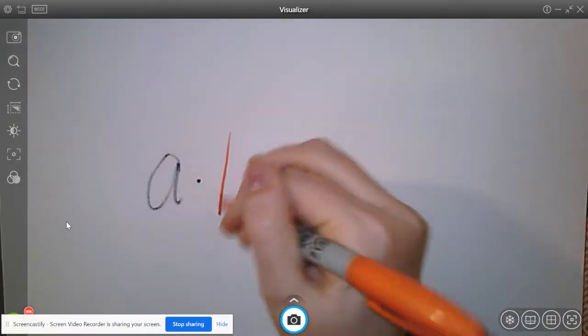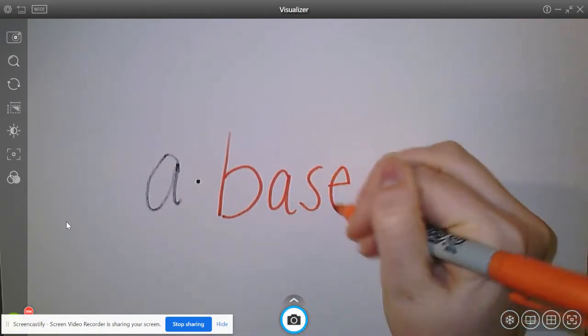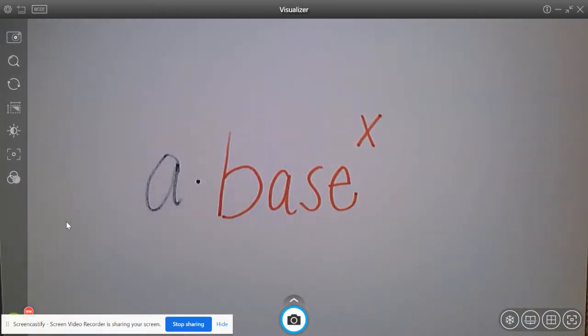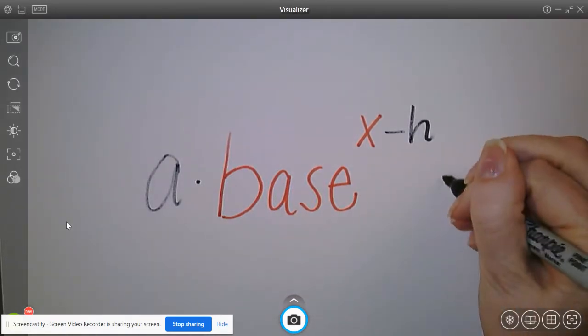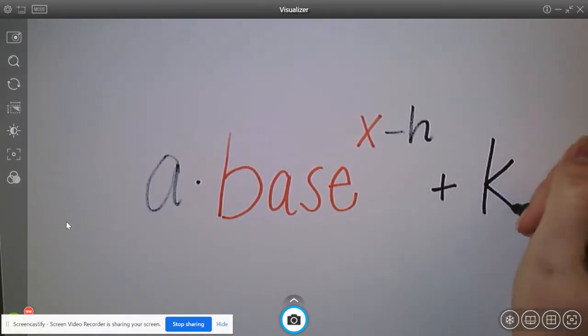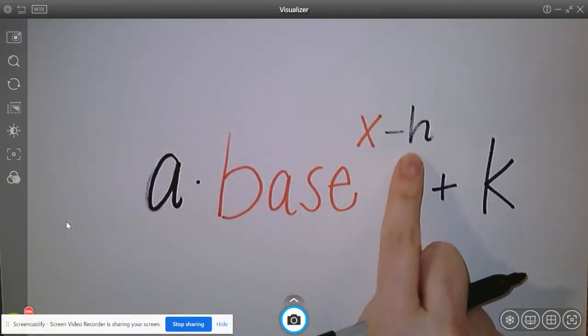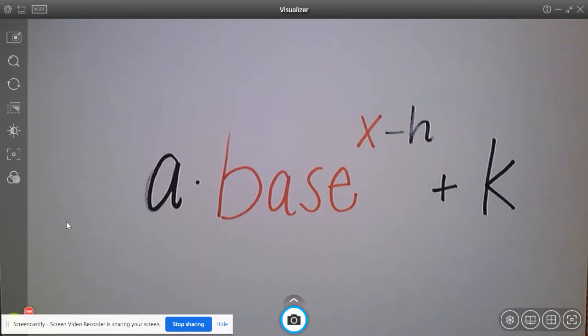We've got our base. That's part of the parent. And that's to the power of x. And then we've got our minus h, and then we've got our plus k. So our a, h, and k, those are the things that change. This base is not going to change. We have a couple different parents that we're going to use, but that's actually not going to transform the parent. It is part of the parent.